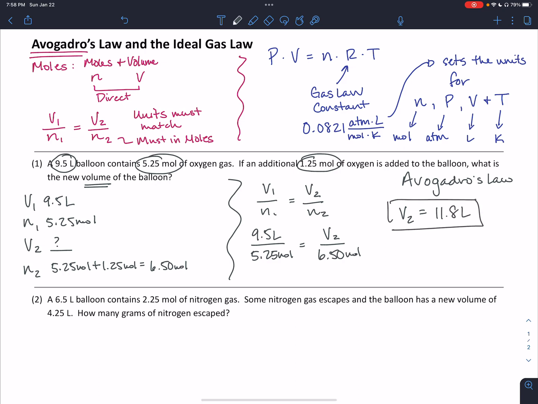All right, now we're going to check our answer. We saw here that the amount of gas went up. According to the relationship, which is direct, if we increase the amount of particles within the space, we're going to have to give them more space to move around in. So we would expect the volume to go up as well. And we started at 9.5 liters and ended up at 11.8. So that is, in fact, what happened. As long as we've done our math right, we should have the correct answer here.